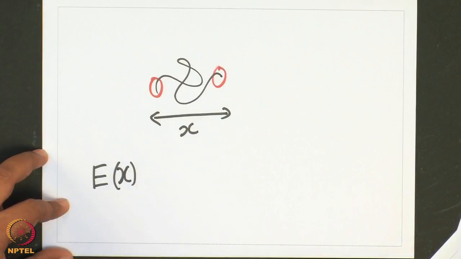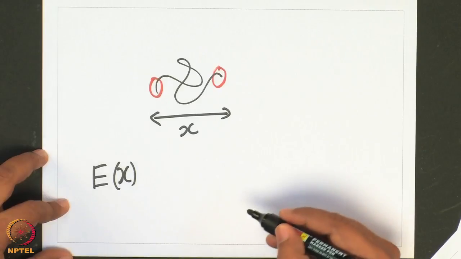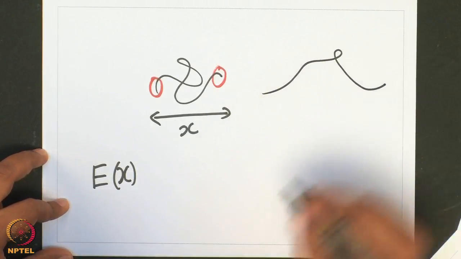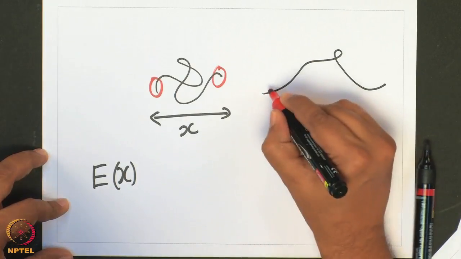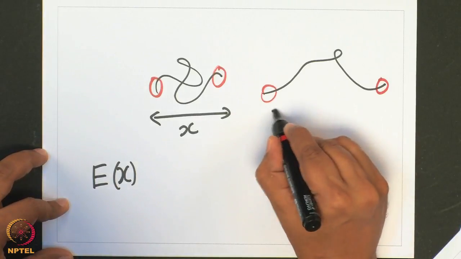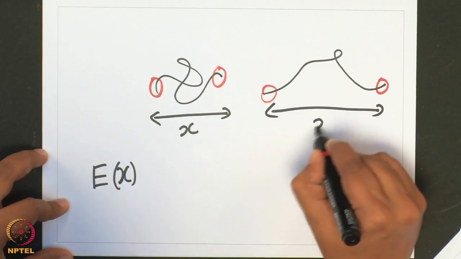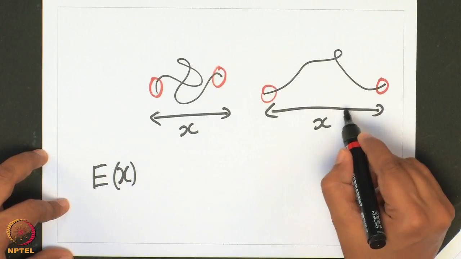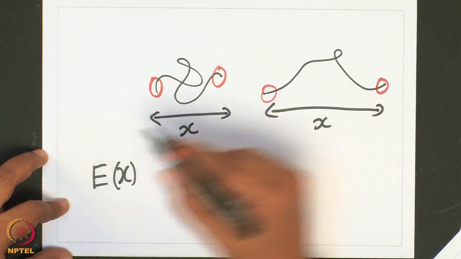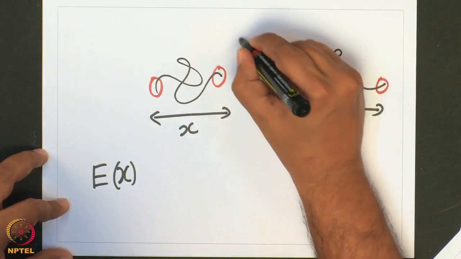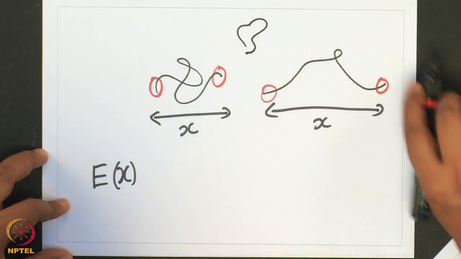This molecule could be a protein molecule, and this protein molecule could be like this, or it could have some other conformation, maybe like this. It is expanded, it is stretched. In this conformation, the distance between these two points is very large. So here x is small, here x is very large. You could have many other conformations. You could have a conformation where it's like this.